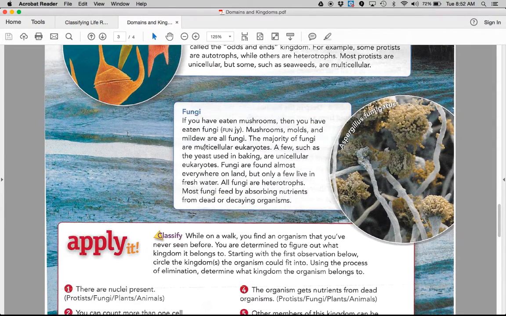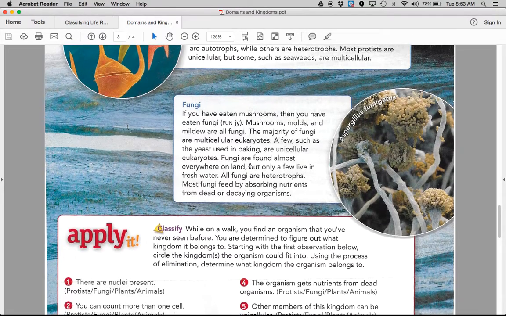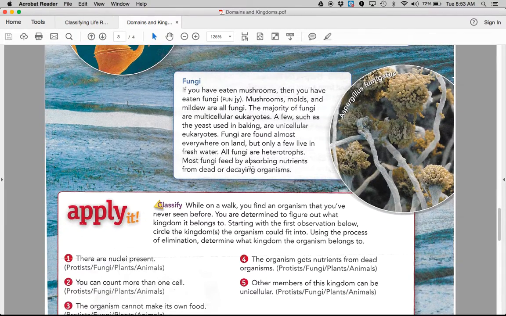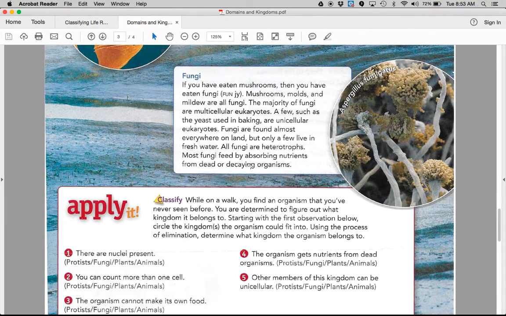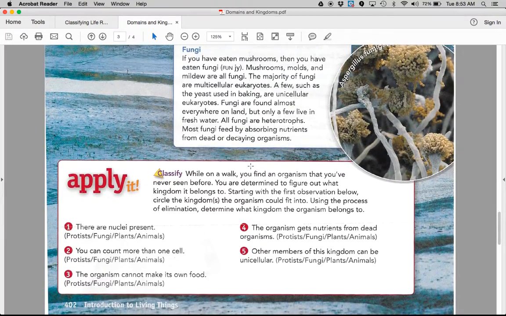Fungi. Have you ever eaten a mushroom? Love mushrooms? Then you have eaten fungi. Mushrooms, molds, and mildew are all fungi. The majority of fungi are multicellular eukaryotes. A few, such as the yeast used in baking, are unicellular eukaryotes. Fungi are found almost anywhere on land, but only a few live in fresh water. All fungi are heterotrophs. Most fungi feed by absorbing nutrients from dead or decaying organisms.